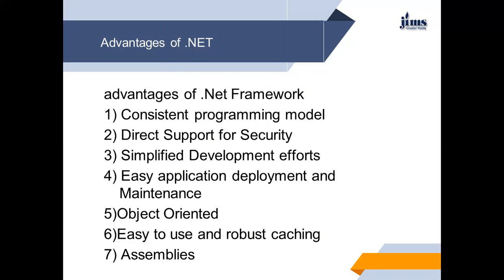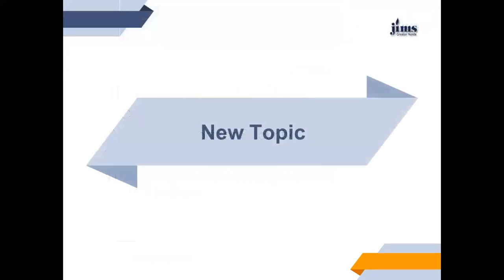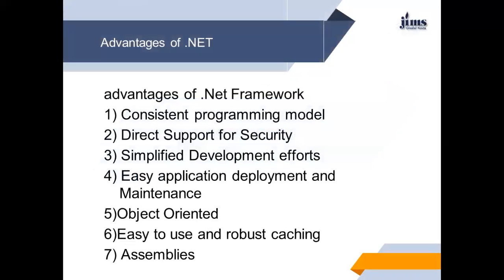.NET is also object oriented programming. It also provides support for real world programming. It is easy to use and has robust caching. It provides robust caching, and it also provides support for assemblies, which are executable programs, whether it is a .exe or .dll. So these all are the advantages of .NET technology.